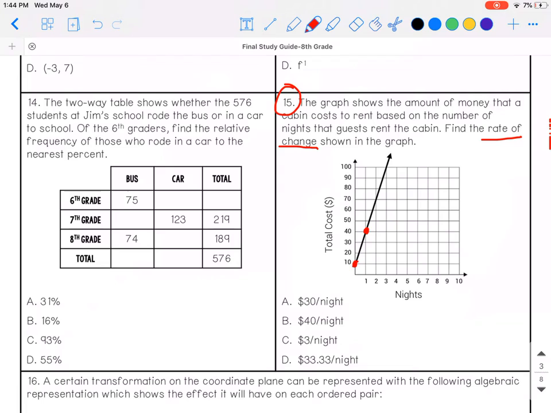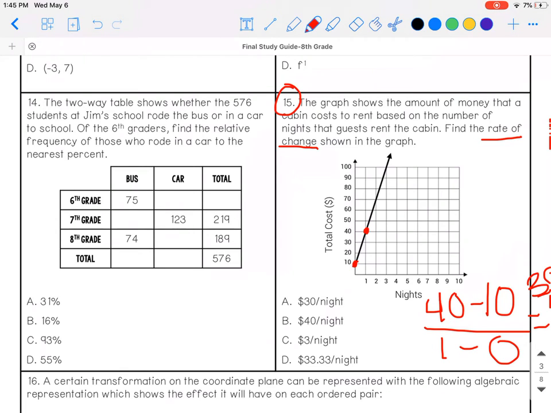So I'm going to find my slope by doing 40 minus 10 on the top because that's my y, and then I have 1 minus 0 on the bottom because that is for my x. When I solve that, I'm going to get 30 over 1, or $30 per night. Pretty simple. All we're doing is just trying to find the rate of change. So every night it costs $30.